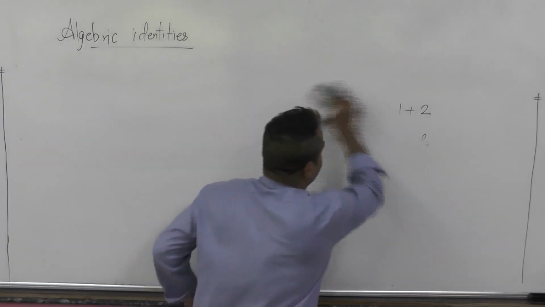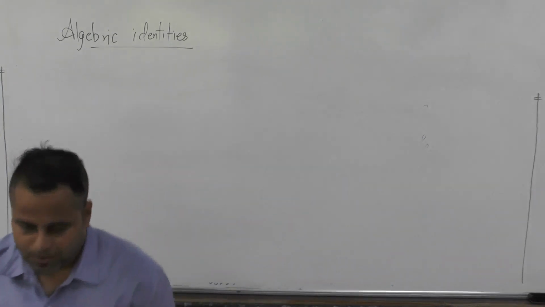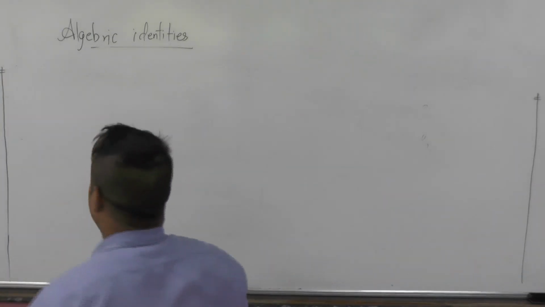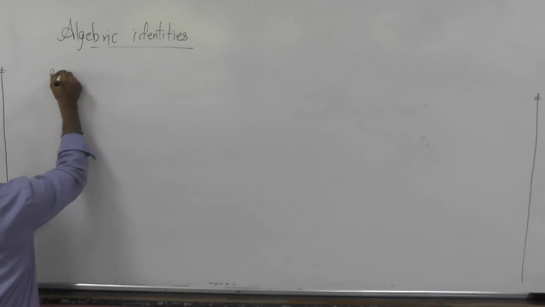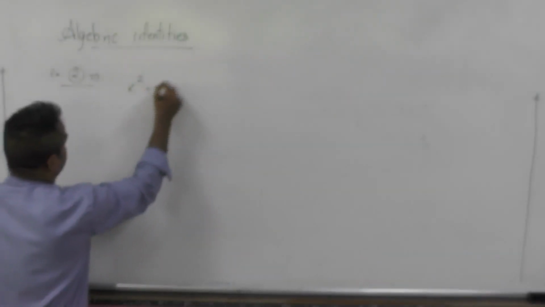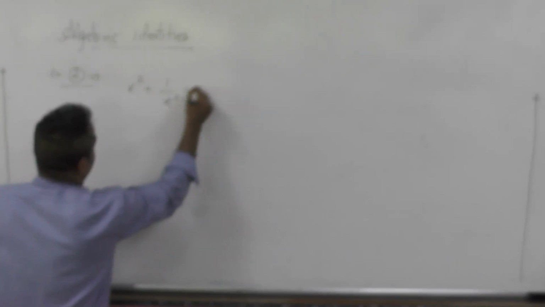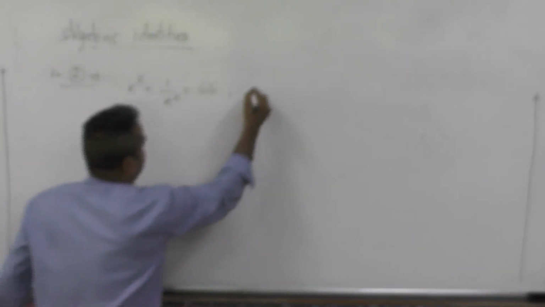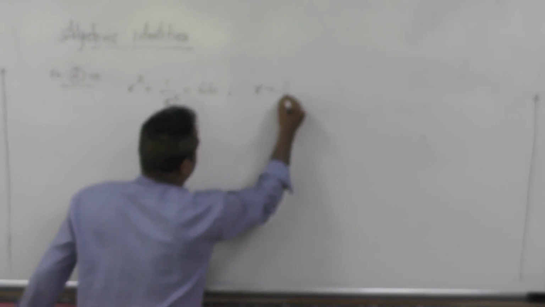Okay, now I am taking a different value. Now I am taking x square plus 1 by x square. Okay, now example 2. It is a reverse function. x square plus 1 by x square is 66. We need to find the value of x plus 1 by x. Okay, this is a different question now.